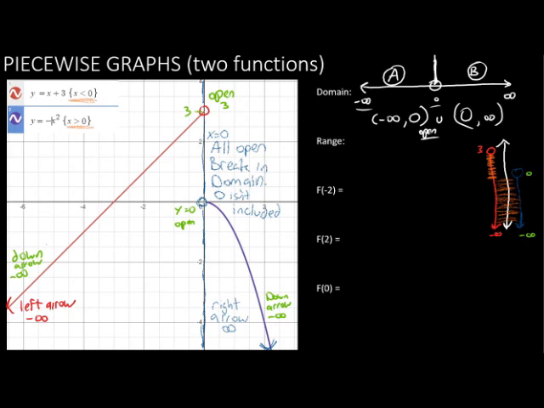Therefore, our range will be both functions up until 0, and then just the red function up until 3, and then there's nothing above 3 on the graph. So once again, follow the overlap until 0, and then just continue with the red function until you hit 3.